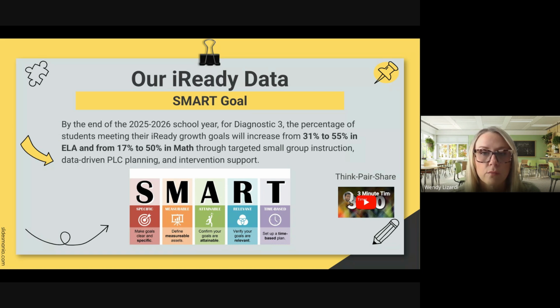Our goals are relevant to our needs. So there we go. And then time-based. So this is by the end of the year diagnostic in May. So now you have another activity.